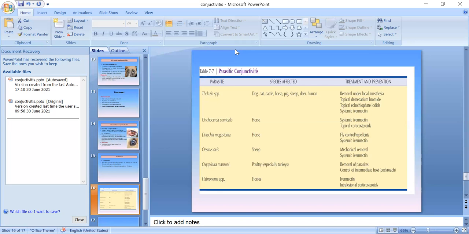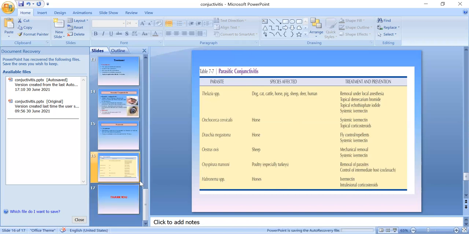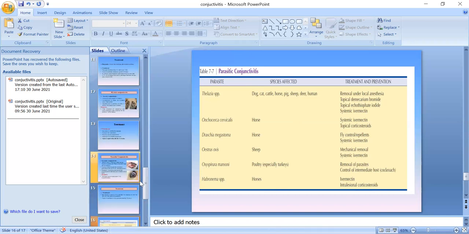And one more point is chemosis, that is protrusion of swollen conjunctiva through the palpebral fissure. So these are all about conjunctivitis.